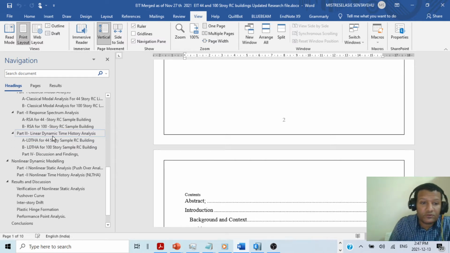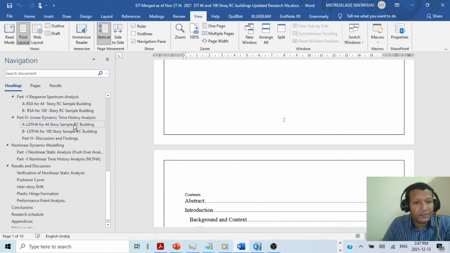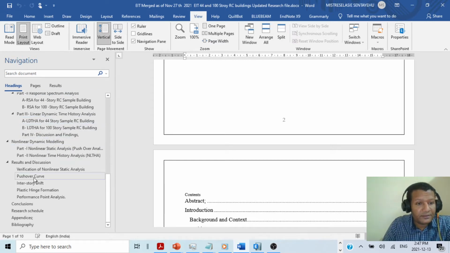This is for the 44-story and 100-story buildings, and we shall see what's going to happen. The next part will be non-linear dynamic analysis. We are going to change our model from linear modeling to non-linear modeling, and we will perform pushover analysis and non-linear time history analysis for verification, and the results we will check.